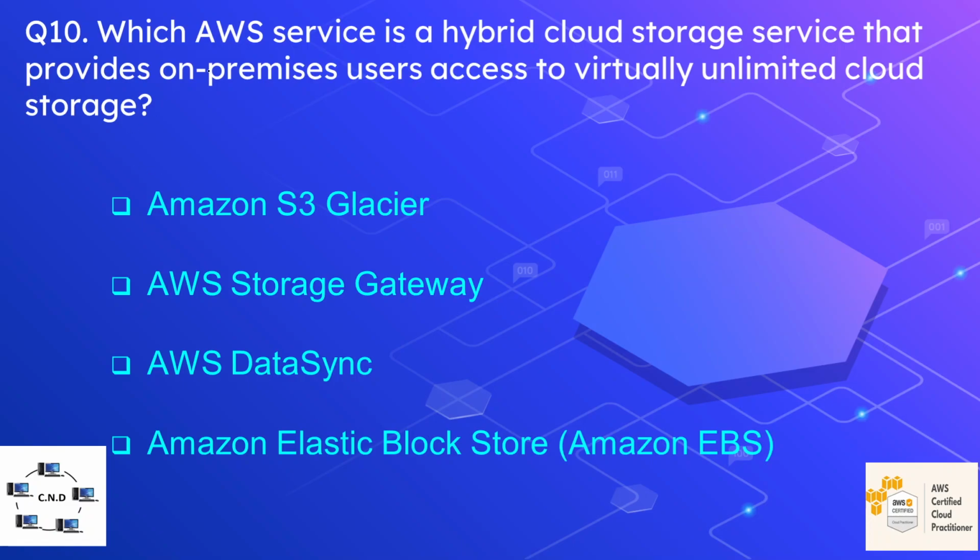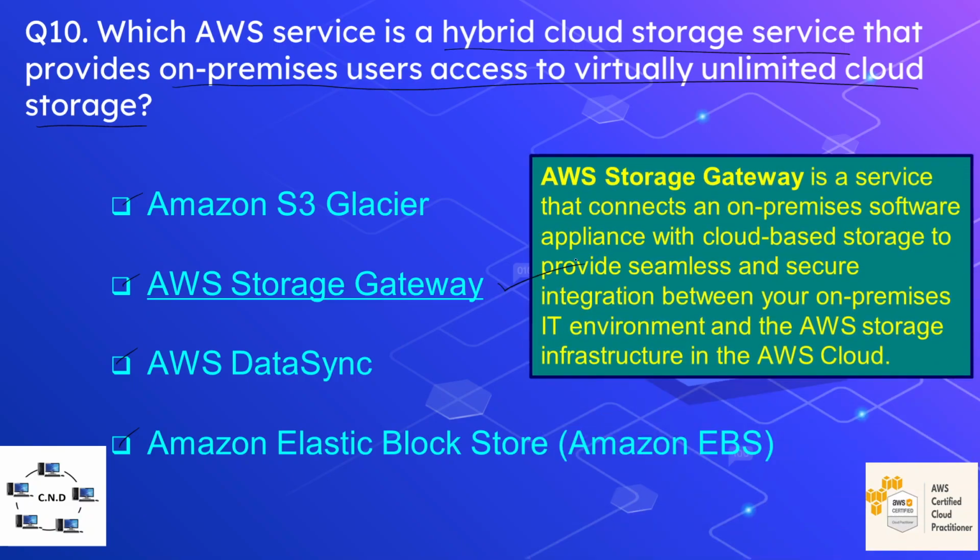Question number 10 is: which AWS service is a hybrid cloud storage service that provides on-premises user access to virtually unlimited cloud storage? The options are A, Amazon S3 Glacier; B, AWS Storage Gateway; C, AWS DataSync; and D, Amazon Elastic Block Store, Amazon EBS. And the correct option is AWS Storage Gateway. It is the hybrid cloud storage service that provides on-premises user access to virtually unlimited cloud storage. And this is the definition.